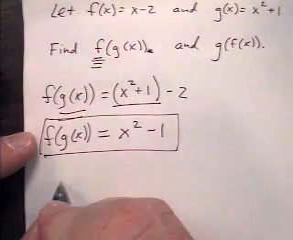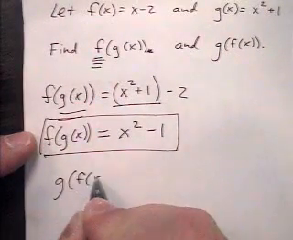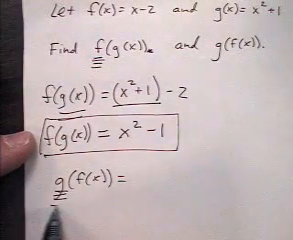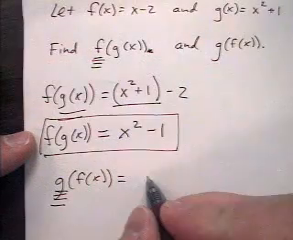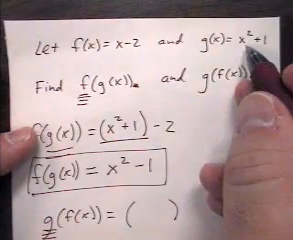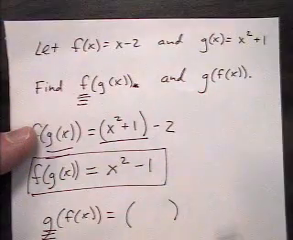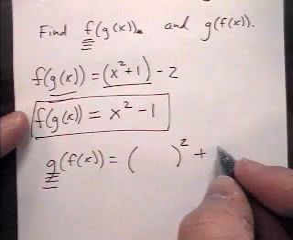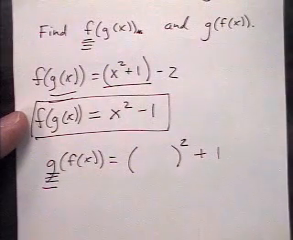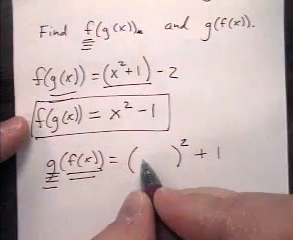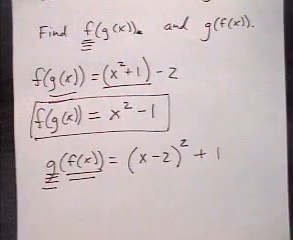Will that be the same as g of f of x? Well, what is the g function, the one on the outside? What does it tell you to do to all the values you put into it? Well, it says square the value and then add 1. So we're going to leave a parenthesis squared plus 1. What are we putting into this g function? We're putting in this entire expression f of x, which is x minus 2.